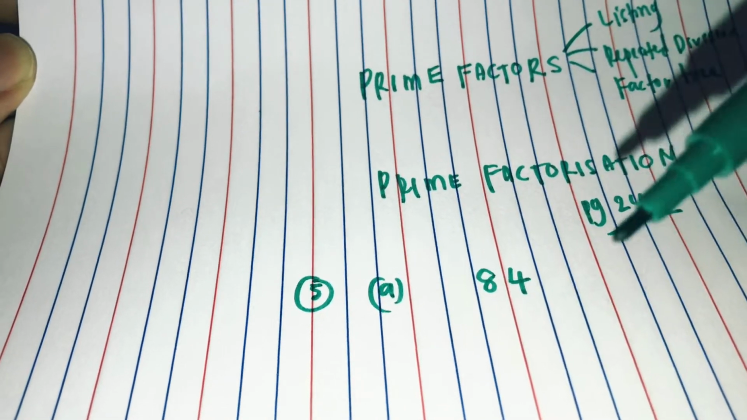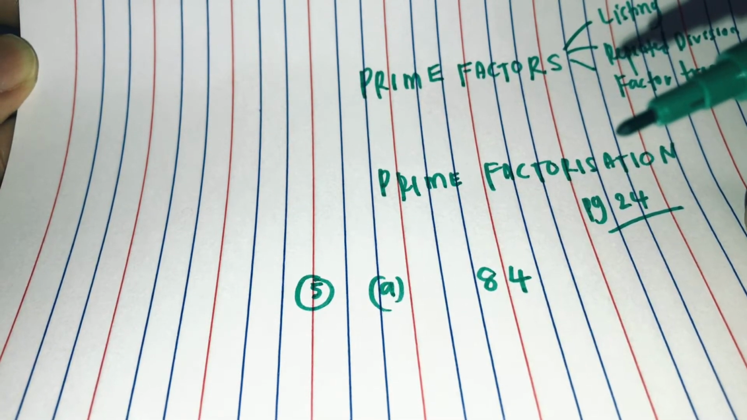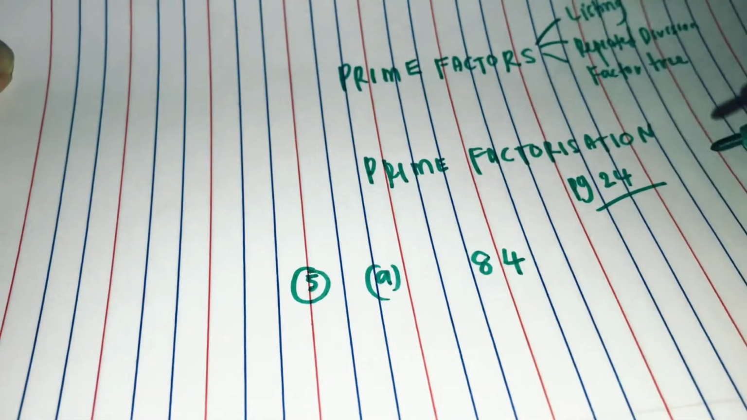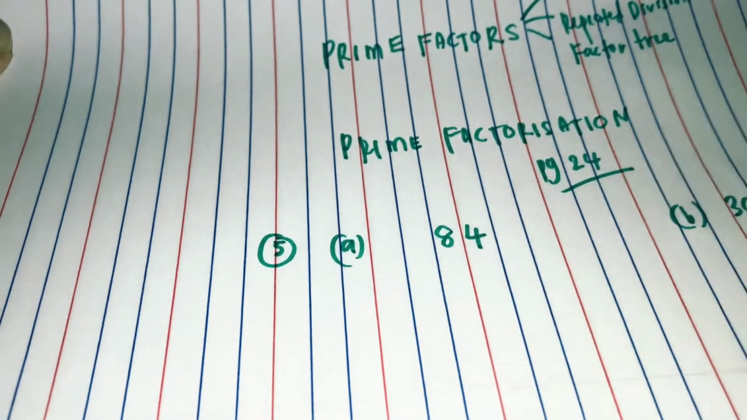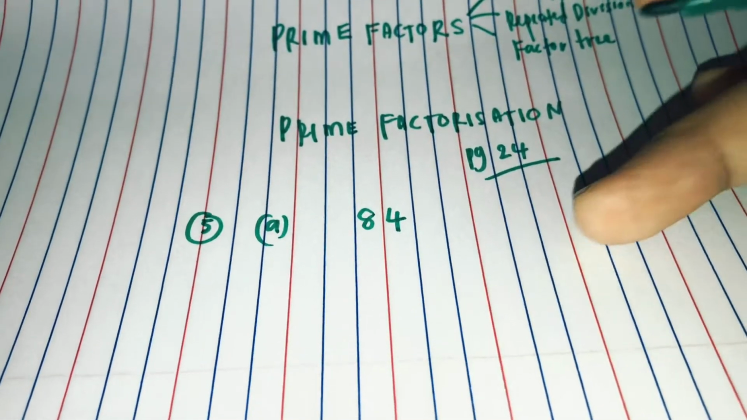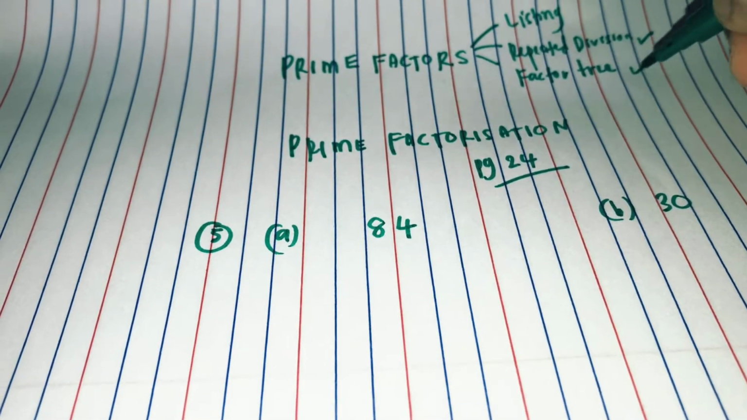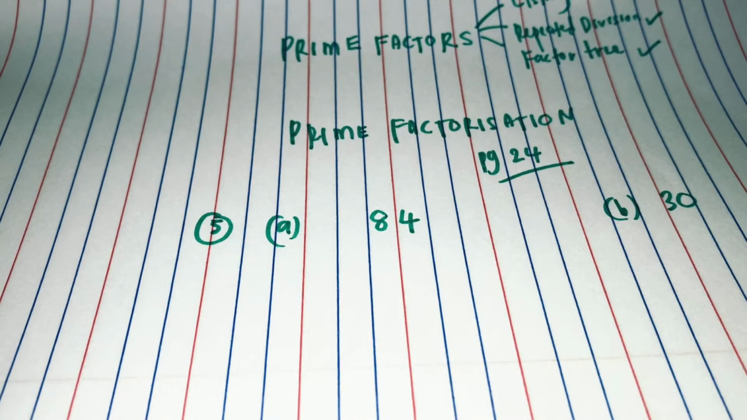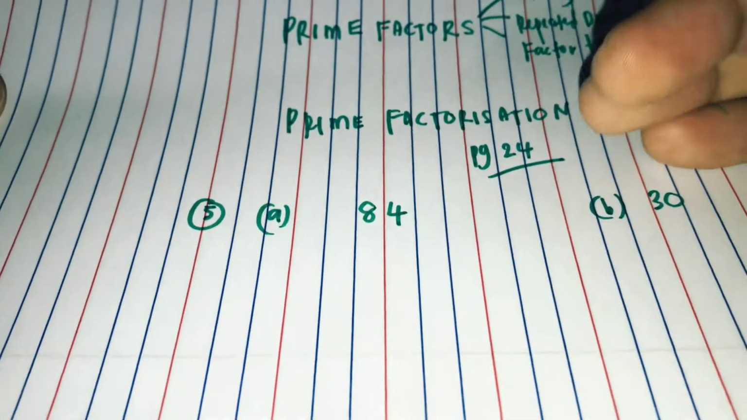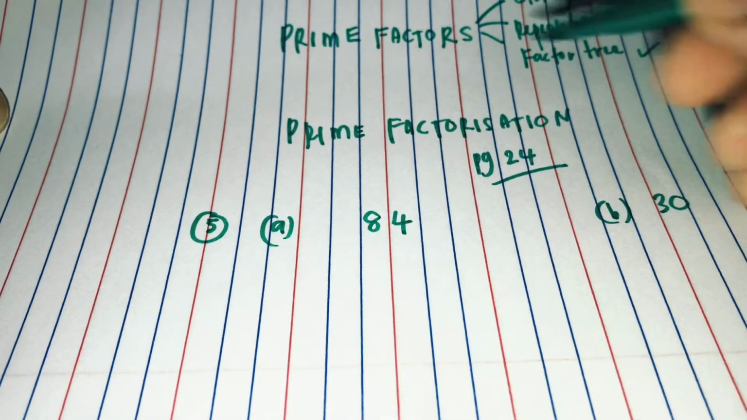The question wants us to express each of the following numbers in the form of prime factorization. Question A is 84, question B is 30. For this one you can use method 2 or method 3, either repeated division or factor tree, so both can. Now I prefer repeated division.